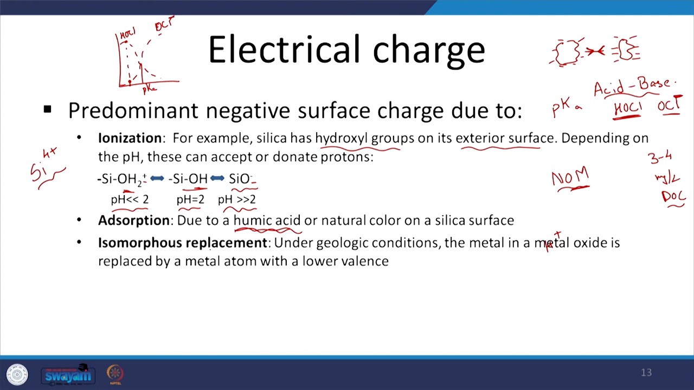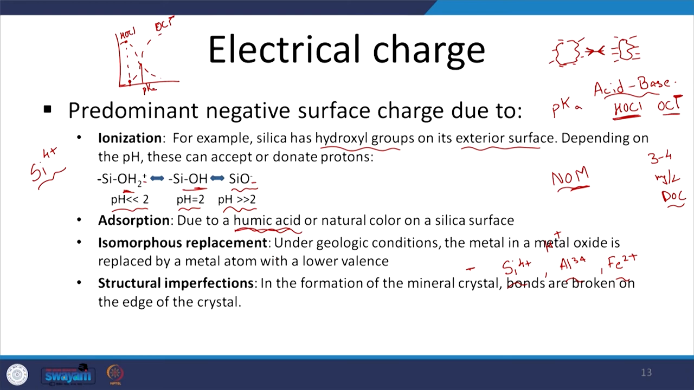Another aspect is isomorphous replacement. For example, a metal in a metal oxide is replaced by a metal with a lower valence. For example, instead of Si4+, if it's replaced by Al3+, or Al3+ is replaced by Fe2+, right? You will see that that metal oxide will have a negative charge. So isomorphous replacement will also lead to a negative charge. And structural imperfections. Well, this is not as common as the other three causes. Bonds are broken on the edge of the crystal, and due to these imperfections, you can have a negative charge. In general, colloids have a net negative charge, right?